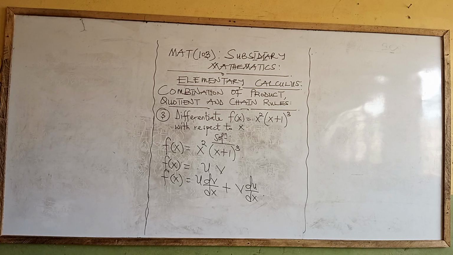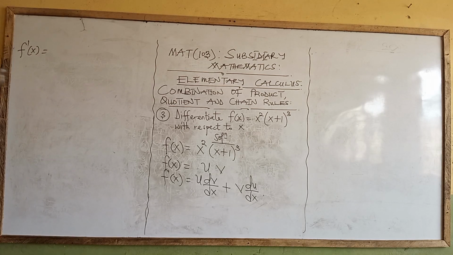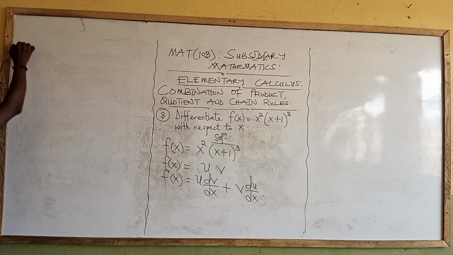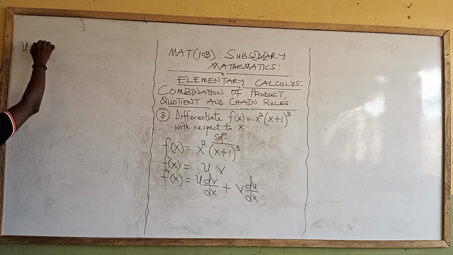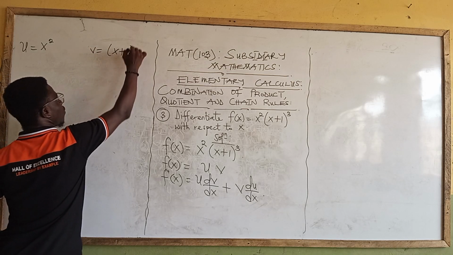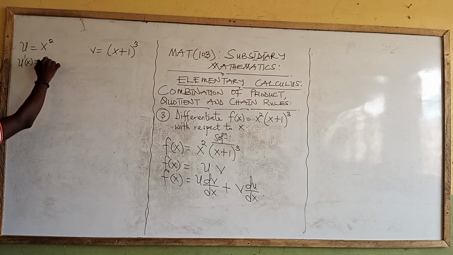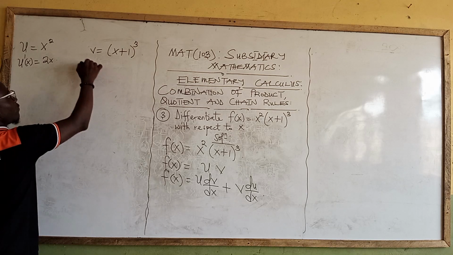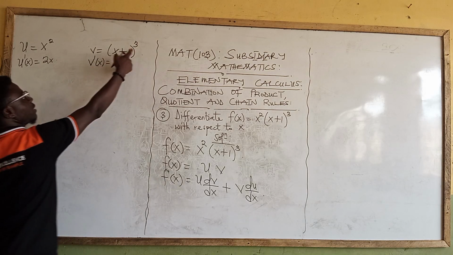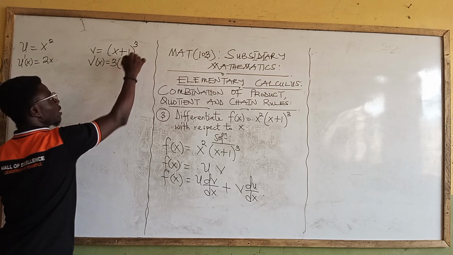Kindly follow me gradually. So now I'll get my f prime of x, which must be equal to, alright, let me clean this one. Let's see. So now we have to first locate our u. Our u is x squared, right? Then our v is x plus 1 exponent 3. So we can find our u prime with respect to x, which is 2x, right? Then our v prime: I drop my 3 down, which is x plus 1, then I subtract 1, so I get 2.